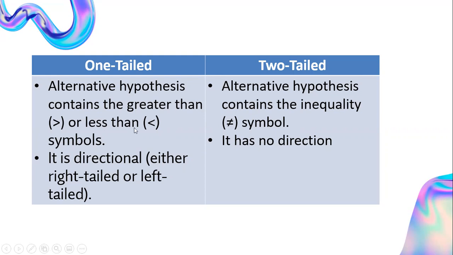While it will be a two-tailed test if the alternative hypothesis is stated using the symbol not equal to. And it has no direction because you do not know whether the value of your population parameter will be greater than or less than that value. That's why it has no direction.